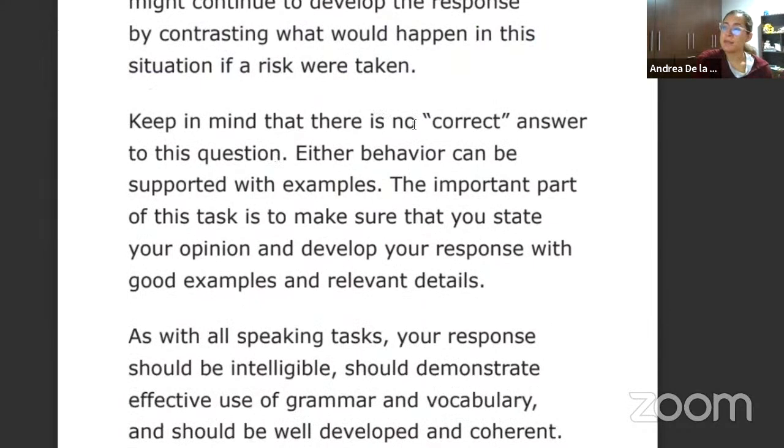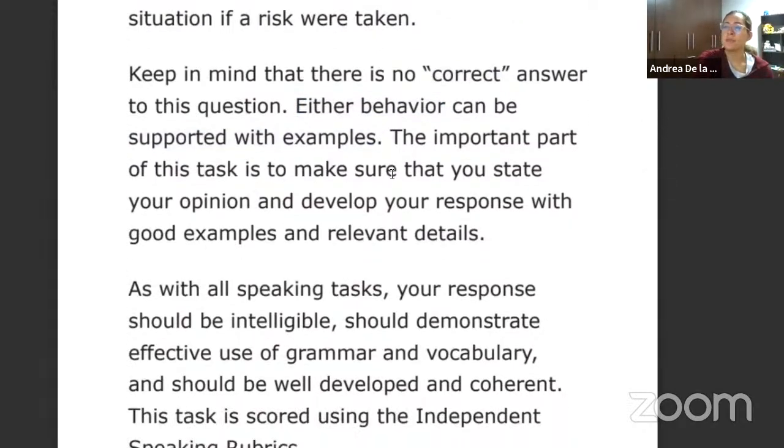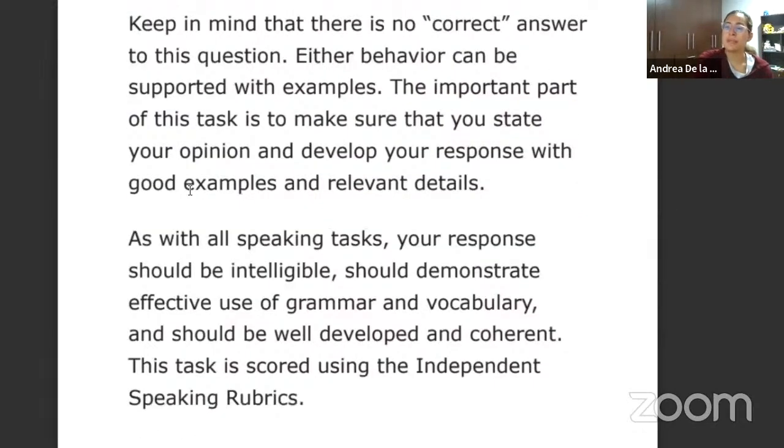They say, keep in mind that there's no correct answer to this question. Either behavior can be supported with examples. The important part of this task is to make sure that you state your opinion and develop your response with good examples and relevant details, right?